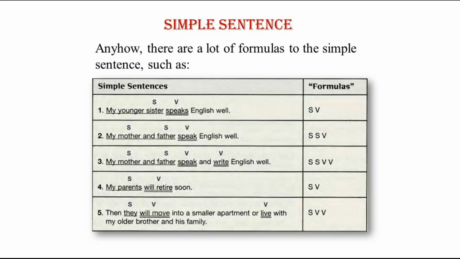Here we have a different formula, which is two subjects and two verbs. But the two subjects, they do the same verb, which is speaking and writing. So we deal with them as one subject pair and one verb pair. So this is a simple sentence because my mother and father, they speak and write. We have one subject pair and one verb pair.